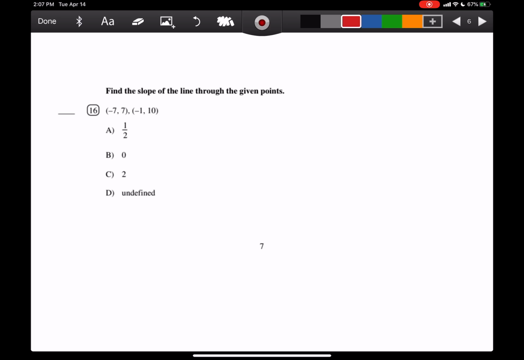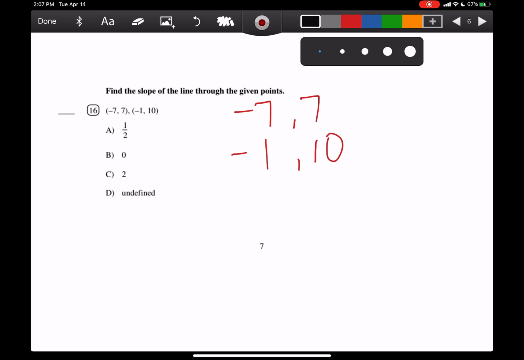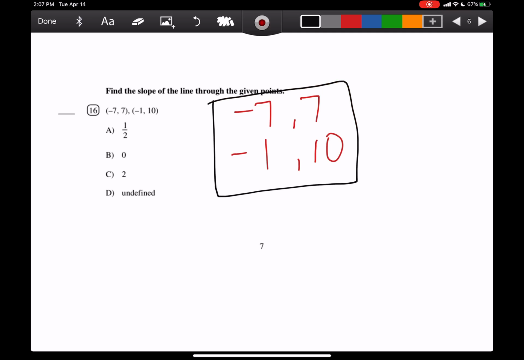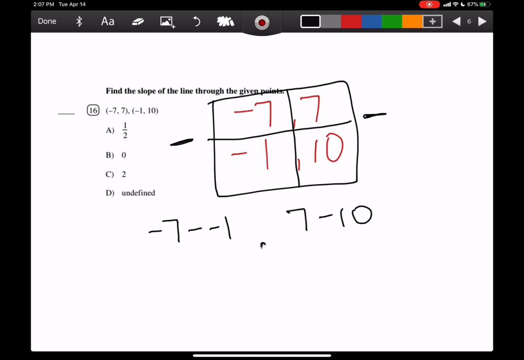So I have 2 points. I'm going to take my first point, -7, 7. Then I'm going to take my second point, -1, 10, and put it right underneath my first point. And I'm going to draw a box around them. Remember, in box method, we're subtracting from top to bottom this time. So I have a -7 minus a -1, and I have 7 minus 10.